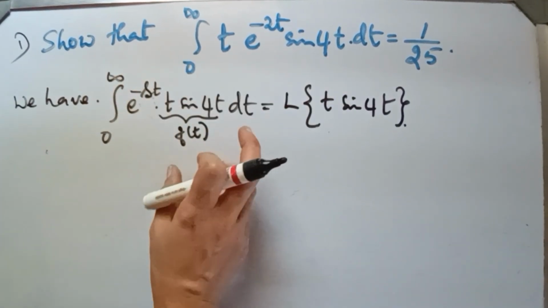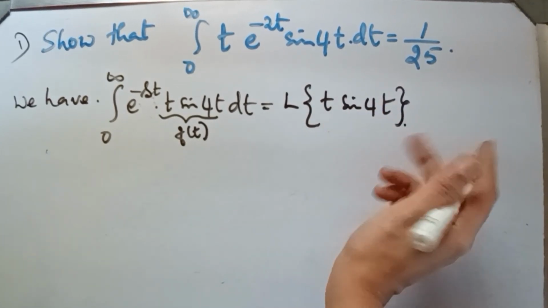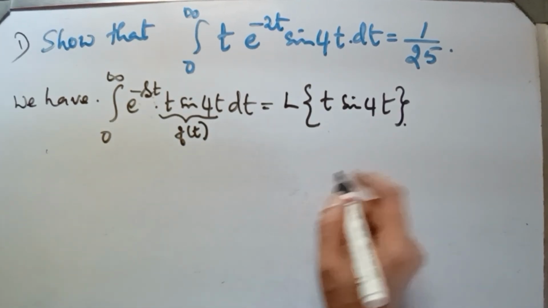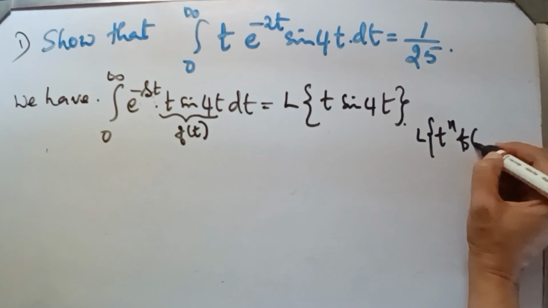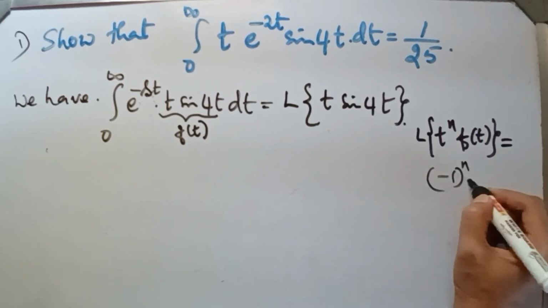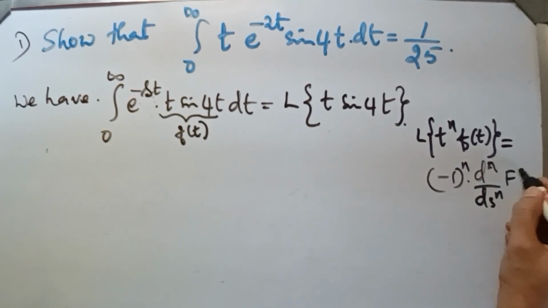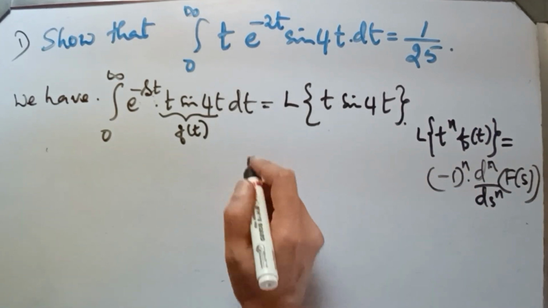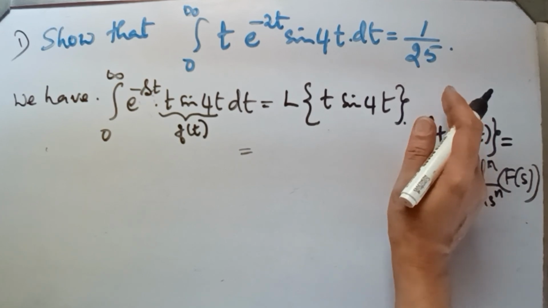First let us find this. How do we find the Laplace transform of t sin 4t? We use the derivative property, not the Laplace transform of derivatives. There is one more property: the Laplace transform of tⁿ f(t) equals (−1)ⁿ times the nth derivative with respect to s of F(s). So we make use of this property here. What is f(t) here? f(t) is sin 4t. What is the Laplace transform of sin 4t?